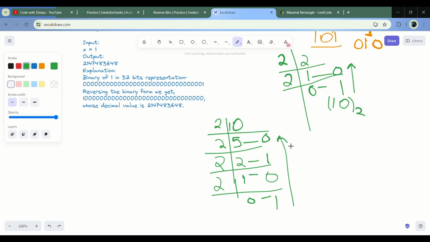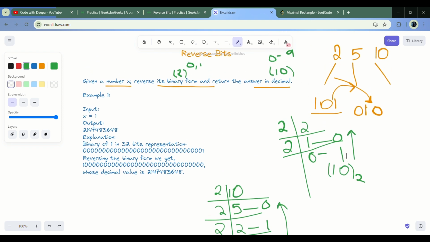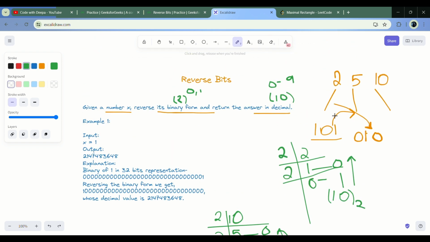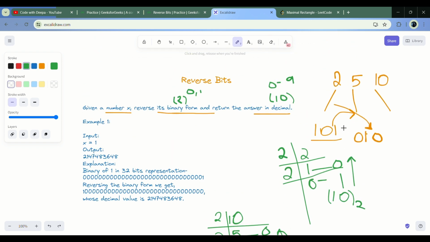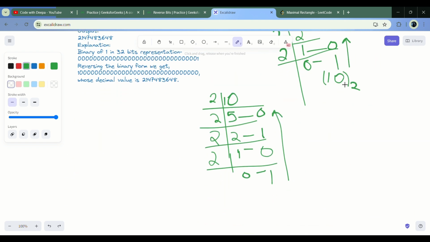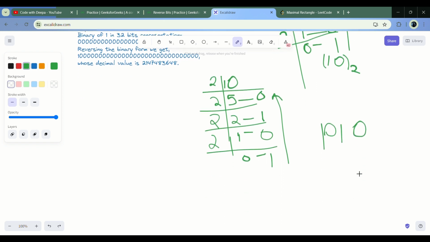So to get its binary representation, it will become like this: 10 divided by 2 gives 5 remainder 0, 5 divided by 2 gives 2 remainder 1, 2 divided by 2 gives 1 remainder 0, 1 divided by 2 gives 0 remainder 1. Reading the remainders in reverse, it's 1 0 1 0. So this will be my binary representation for 10.